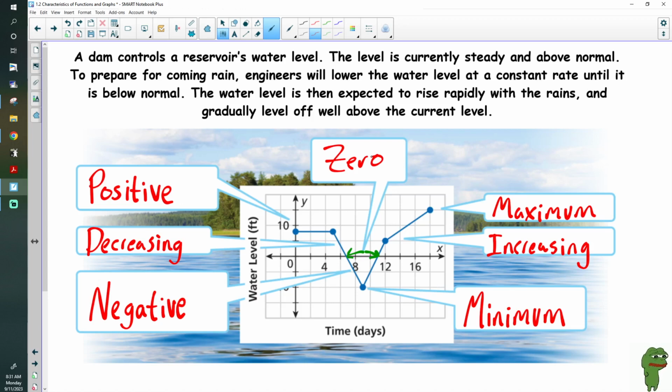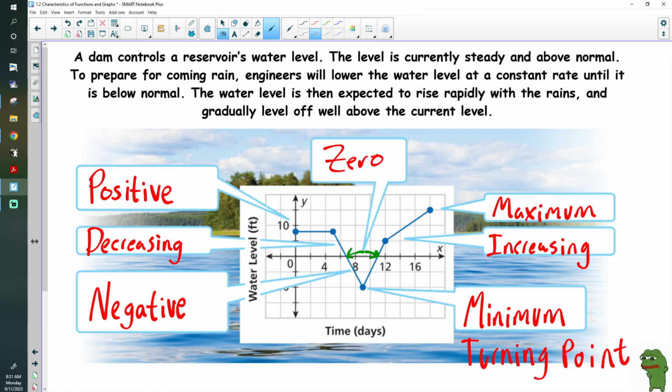Okay, there's one word that isn't on here. There's one other word we could have put at minimum. What could we have also said for where we wrote minimum? Turning point, because what is the function doing there? It's going from decreasing to increasing. So turning point could have also been written in that bottom right.